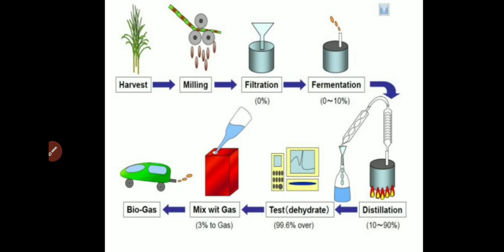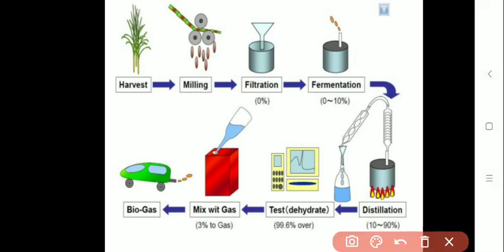Further, this collected sugarcane juice, which contains a high amount of sugars or carbohydrate source, is transferred through the filtration process. This filtration process helps to clarify the sugarcane juice and separate the different types of solid particles which may be present in that juice. Further, this molasses or the sugarcane juice is transferred for the fermentation process.